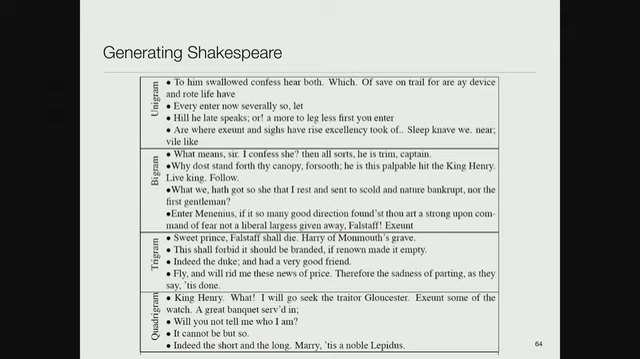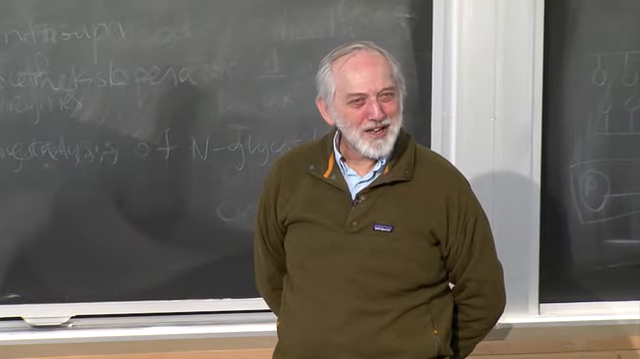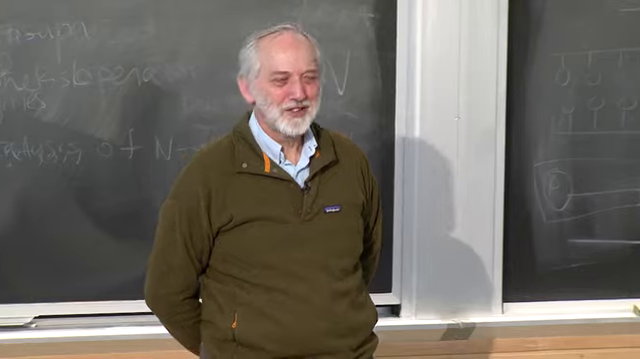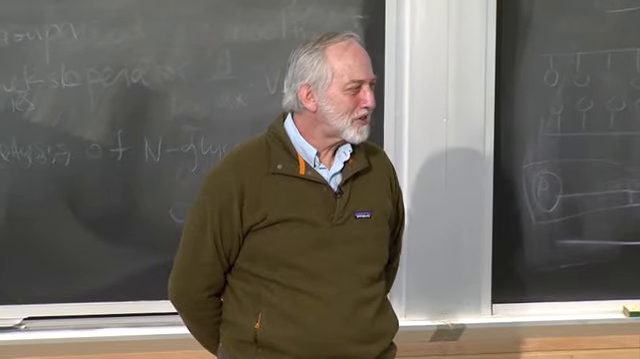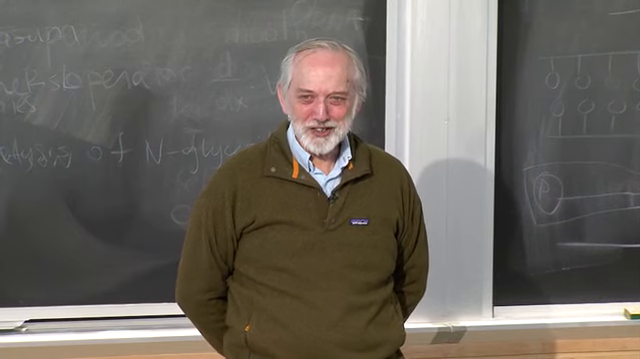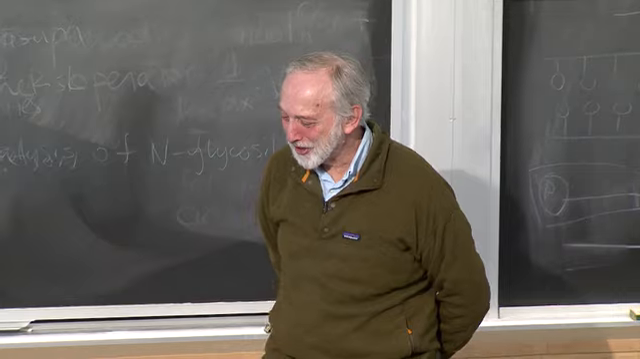And if you go to quadrigrams, you get "King Henry, what? I will go seek the traitor Gloucester. Exeunt some of the watch. A great banquet served in," etc. You know, when I first saw this, like 20 years ago or something, I was stunned. This is actually generating stuff that sounds vaguely Shakespearean and vaguely English-like.